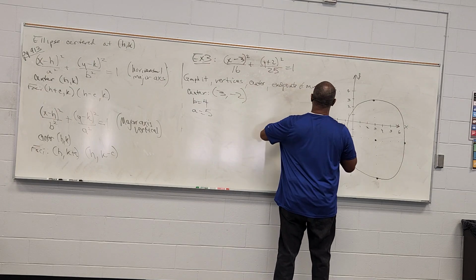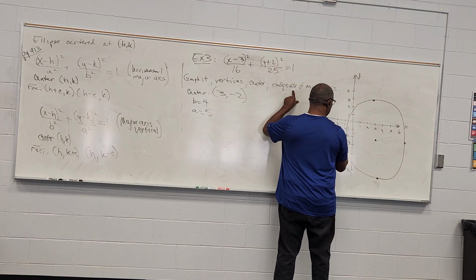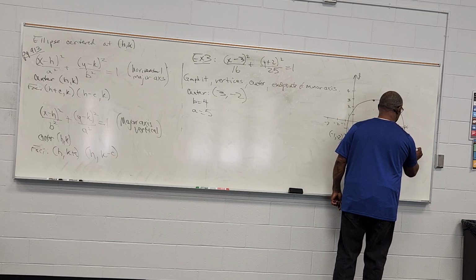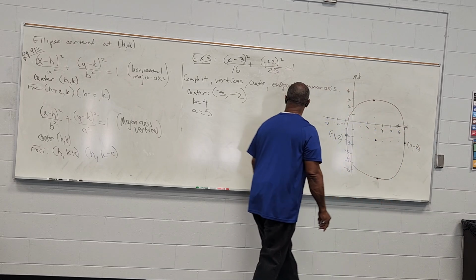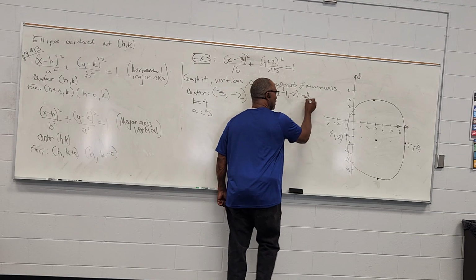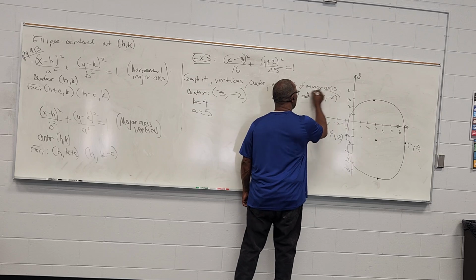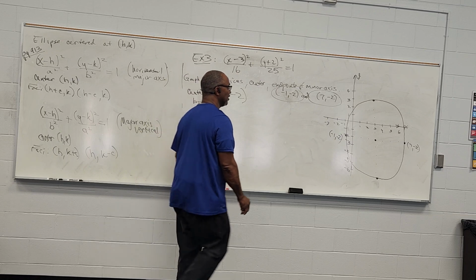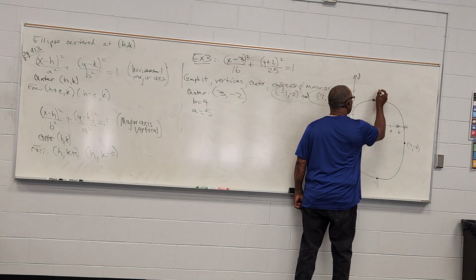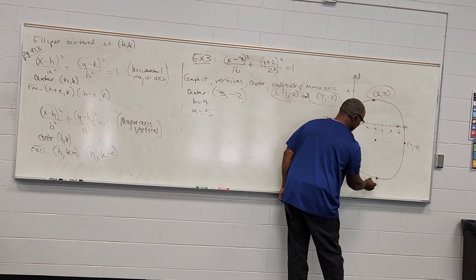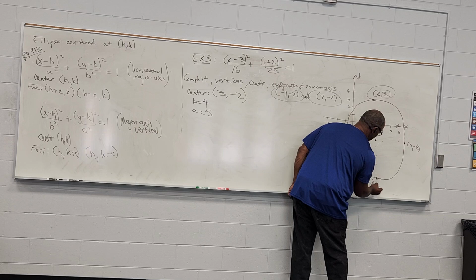So they wanted the endpoints of my minor axis. Well, that'll be this point right here, which is negative 1, negative 2, and this point right here at 7, negative 2. So the endpoints of the minor axis are (negative 1, negative 2) and (7, negative 2). We've already said what the center is. The vertices are just going to be right here: (3, 3) is one vertex, and I've got another vertex down here at (3, negative 7).